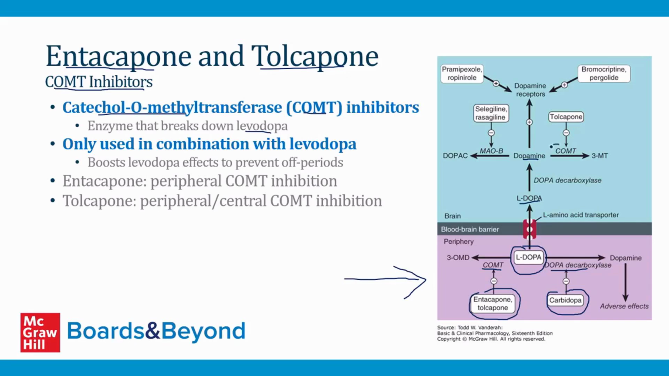There's also a version of COMT found in the central nervous system which can break down dopamine there, and that's inhibited by tolcapone. And so the key point here is that these COMT inhibitor drugs are only used in combination with levodopa. They only make sense in a patient already taking levodopa, carbidopa, but when that drug starts to wane in effectiveness, you can add one of these drugs to boost the levodopa effects and try to prevent those off periods in terms of the on-off phenomenon. And as you can see in this slide on the screen, entacapone inhibits the peripheral COMT enzyme and tolcapone inhibits the peripheral and the central COMT enzyme.